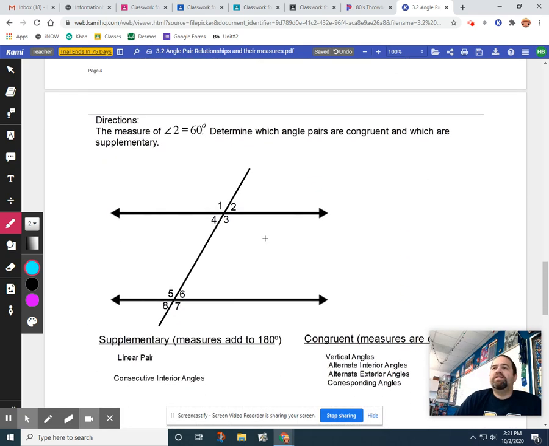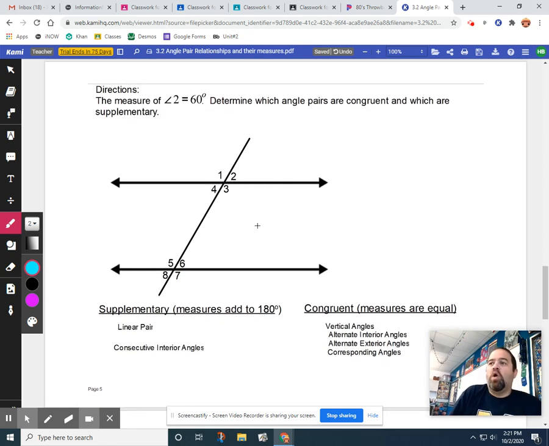So this is the basic overall premise for the next couple of days here. You've got 6 different angle relationships. Each one of those relationships tells you something about the angle measurements. So I've broken it down here into 2 different camps. If the angles are congruent, if it's one of these 4 pairs, the measures are equal. However, if it's one of these 2 pairs, if it's a linear or consecutive interior angles, those angles add up to 180 degrees.